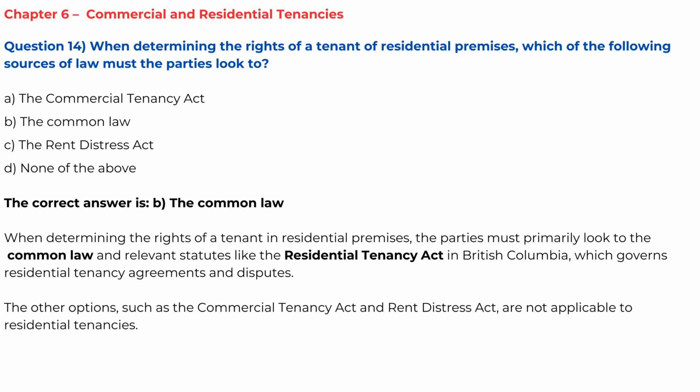When determining the rights of a tenant of residential premises, which of the following sources of law must the parties look to? The correct answer is B, the common law. When determining the rights of a tenant in residential premises, the parties must primarily look to the common law and relevant statutes, like the Residential Tenancy Act in British Columbia, which governs residential tenancy agreements and disputes. The other options, such as the Commercial Tenancy Act and Rent Distress Act, are not applicable to residential tenancies.